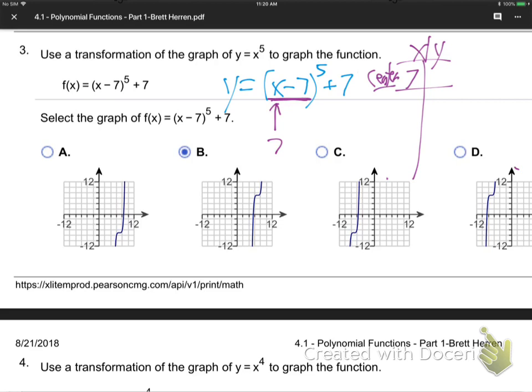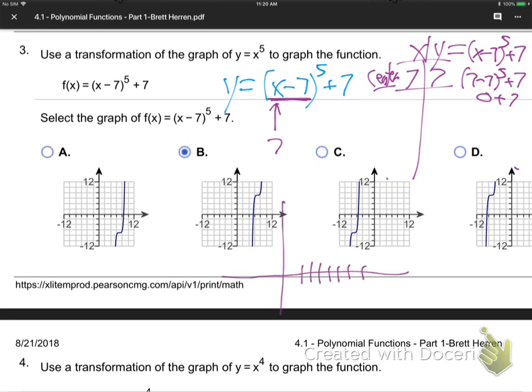Y'all seeing that? Because y is x minus 7 to the 5th plus 7. So that'll be 7 minus 7 to the 5th plus 7. That's 0 plus 7. So that's 7. So that's the new center, isn't it? Over 7 up 7. So I don't really got much room for a graph here, but I'll do it here. 1, 2, 3, 4, 5, 6, 7. Well, I just don't have room.